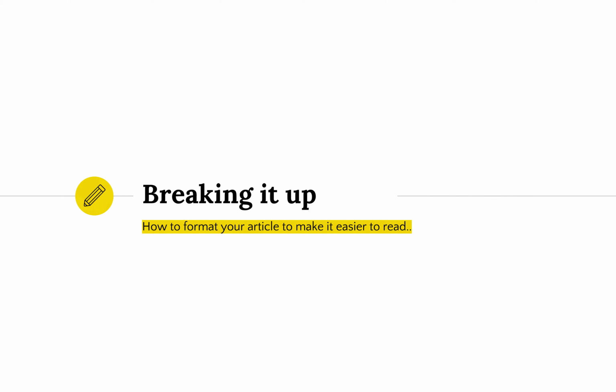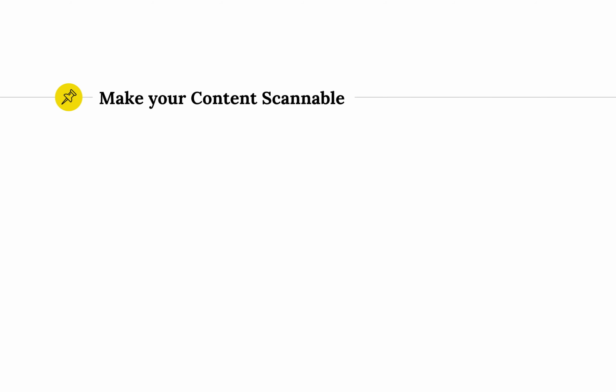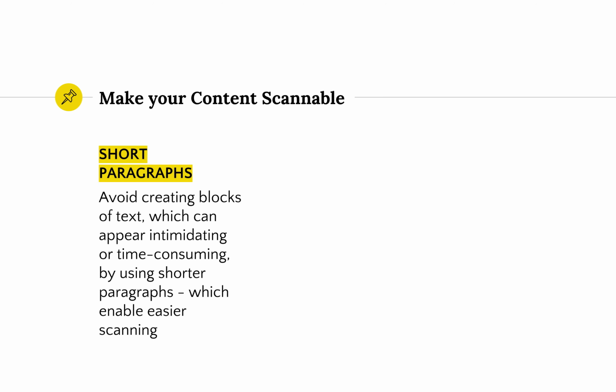Breaking it up, how to format your article to make it easier to read. Research has shown breaking content up into smaller manageable sections is an effective way of making your article scannable and easier to digest. So when writing online, always aim to create short paragraphs. Avoid creating blocks of text which can appear intimidating or time-consuming by using shorter paragraphs which enable easier scanning.